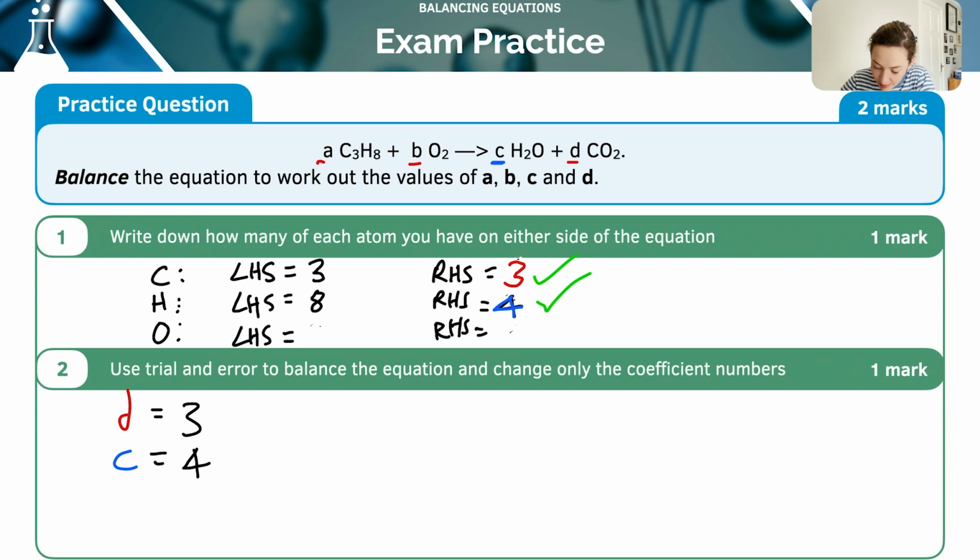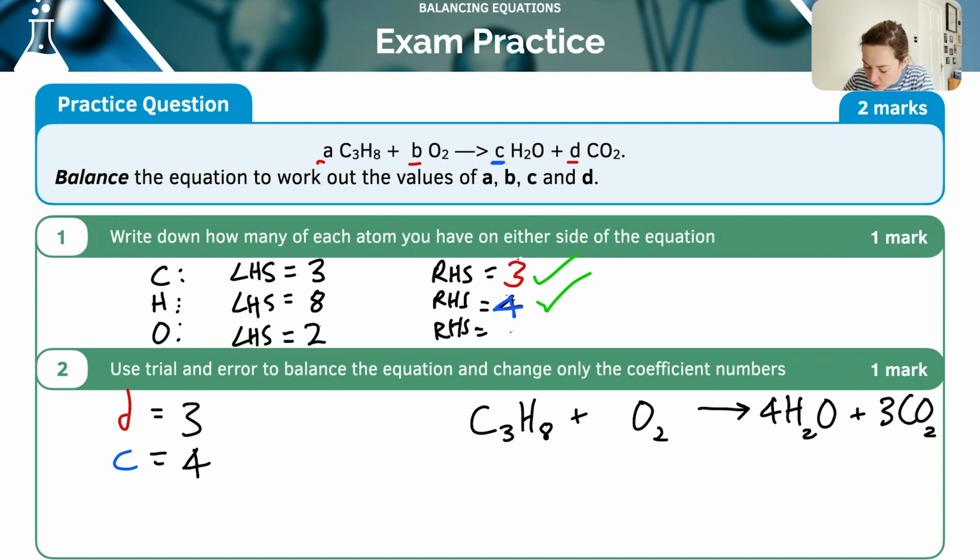On the left-hand side, I've actually still got 2. I've got 2 oxygens. There are my 2 oxygens. That hasn't changed. And why don't I write out what we've got so far? So we've got C3H8 plus O2 that gives us 4 H2O plus 3 CO2. That's what we've got so far.